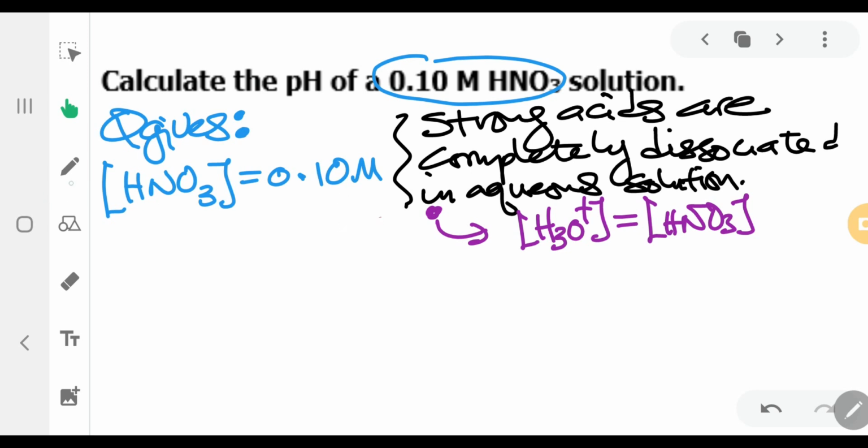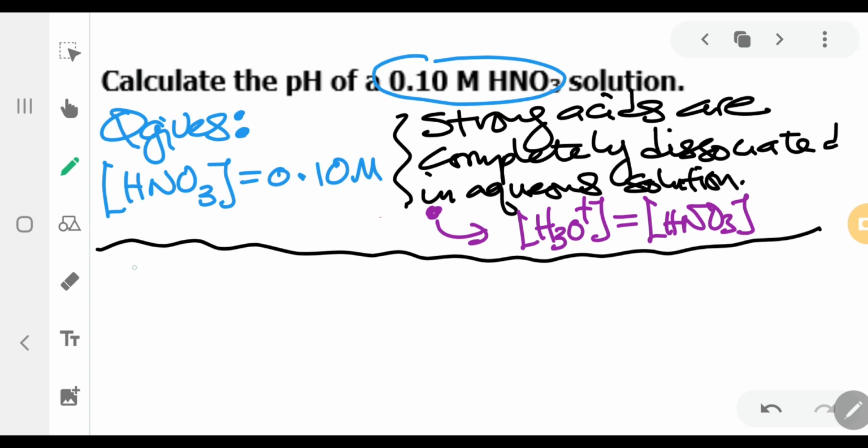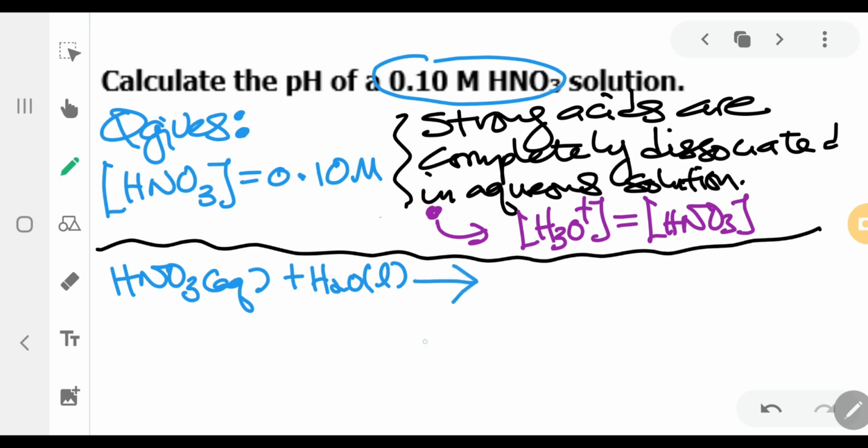So the first thing you need to write here is the complete balanced dissociation formula. So we have HNO₃ aqueous, and then I'm just going to add water inside. Because it will be completely dissociated, the arrow will be a non-reversible arrow, and you will produce H3O plus aqueous plus NO3 minus aqueous. So strong acids are completely dissociated, so this one will be completely dissociated to produce your H3O plus.